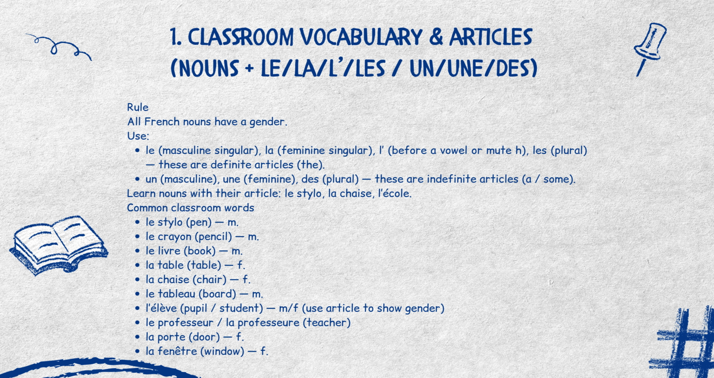For example, I have a pen. She bought a book. There are some students in the room. In these examples, we are not referring to a specific pen or a specific student.